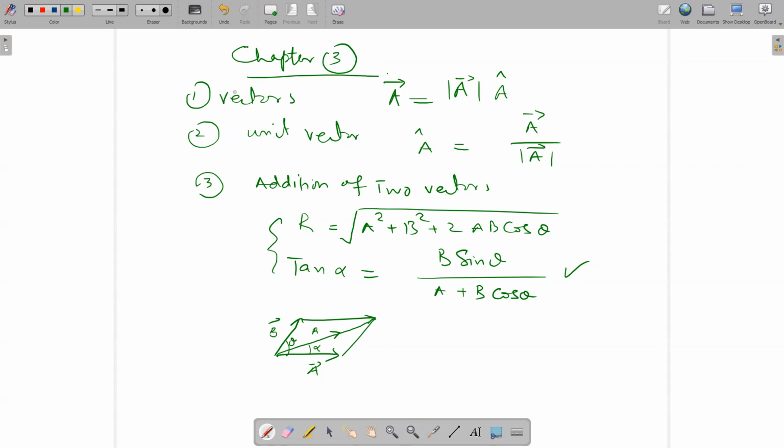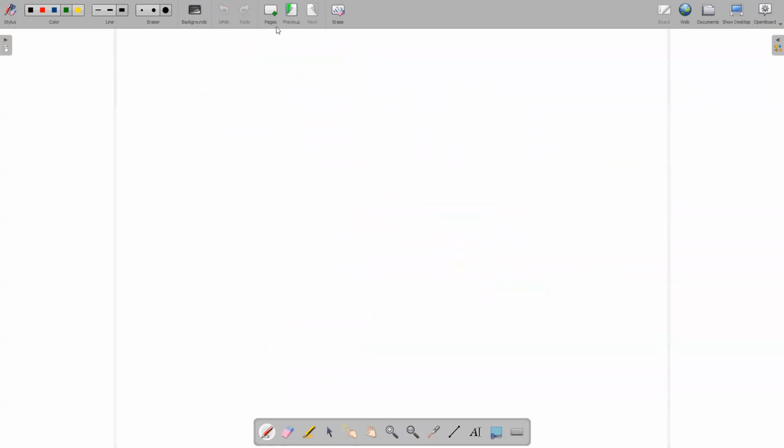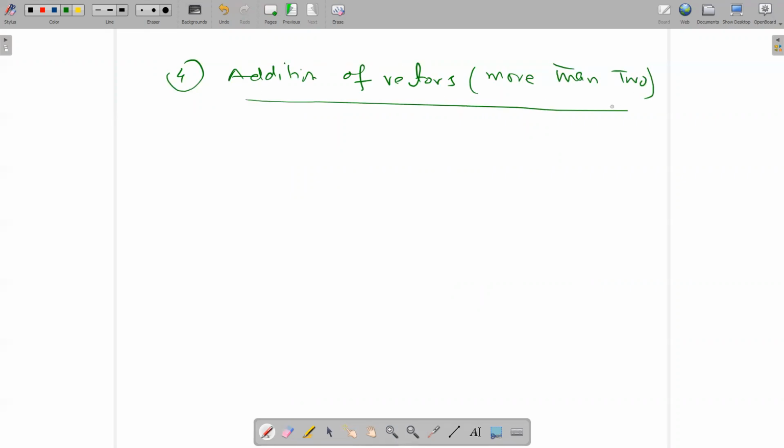After this, we have discussed that if we have more than two vectors, I mean the addition of more than two vectors, we have two types of conditions. One condition is this one, that you have this vector, this vector, this vector like this, and you find the addition by rectangular components.